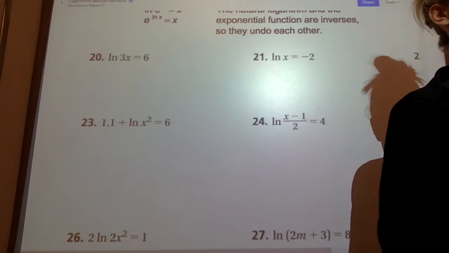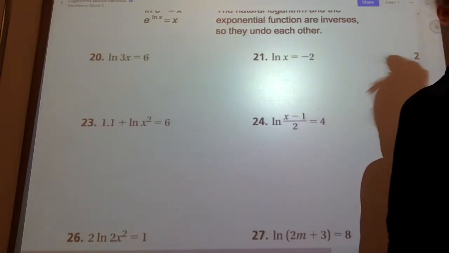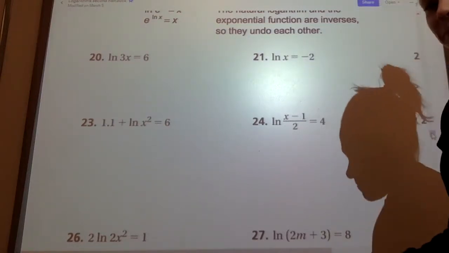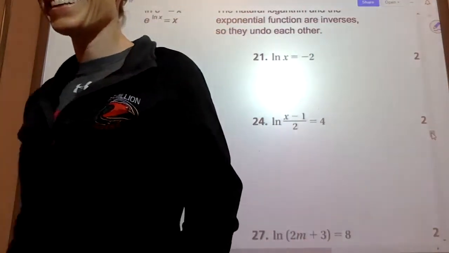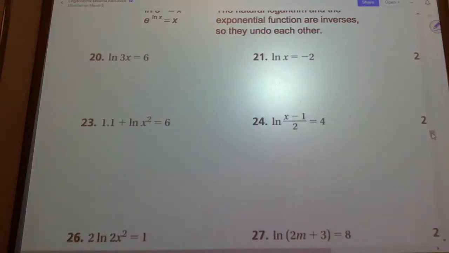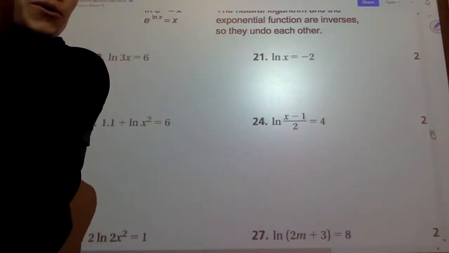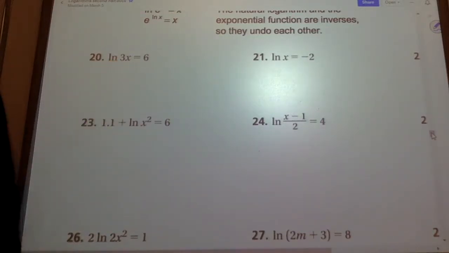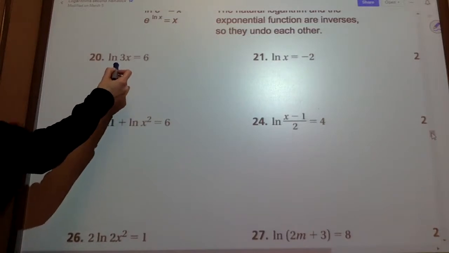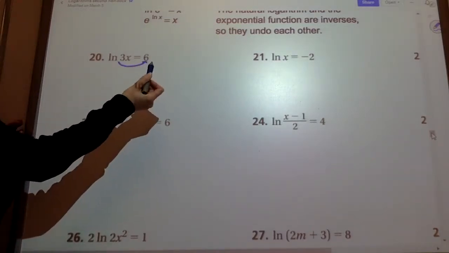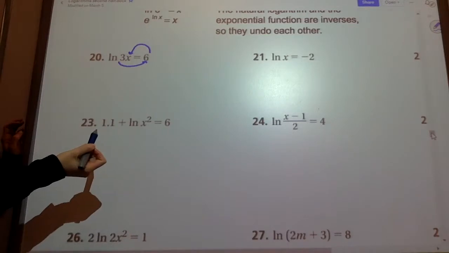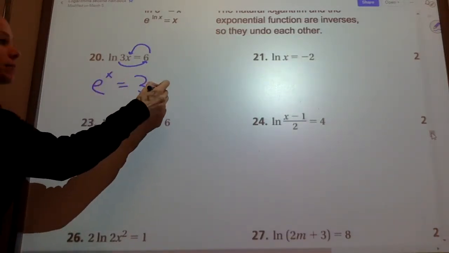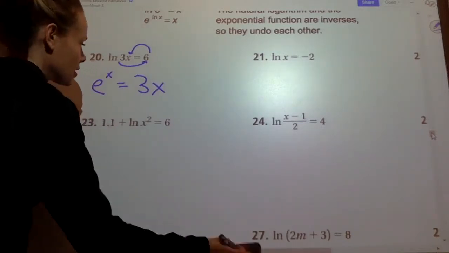The only way to solve a log is to do what? Convert it to exponential form, right? The only way to solve a log is convert it to exponential form. So when I have a natural log, do you remember what the base is? e, very good. So I would have e to the 6th power equals 3x. That's how you convert a natural log into an exponential function. Right? Oops, and it's 6th power, not x.